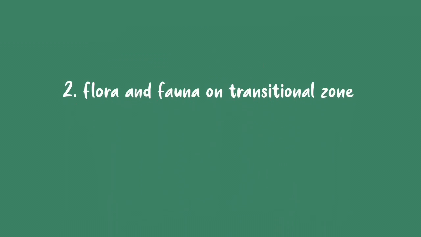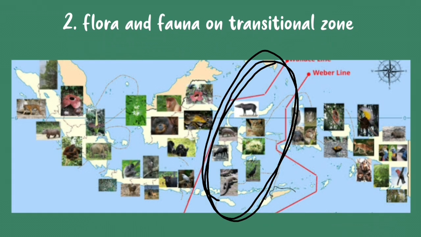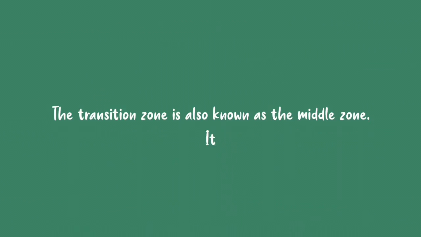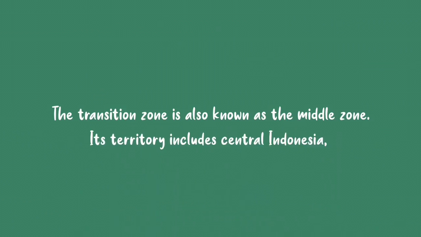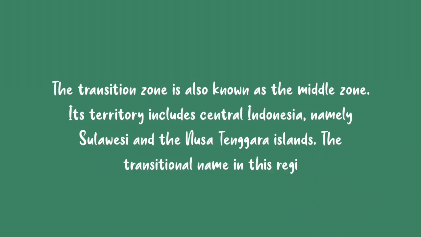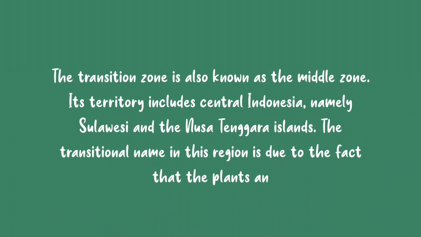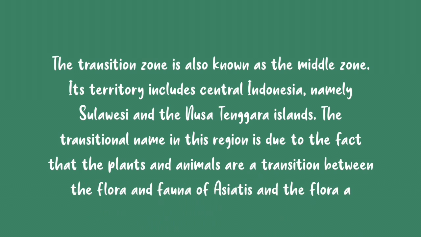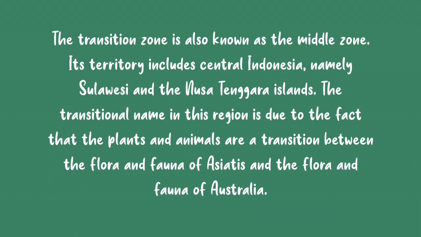The second one is flora and fauna on the transitional zone. The transition zone is also known as the middle zone. Its territory includes central Indonesia, namely Sulawesi and the Nusa Tenggara Island. The transitional name in this region is due to the fact that the plants and animals are a transition between the flora and fauna of Asiatic and the flora and fauna of Australia.